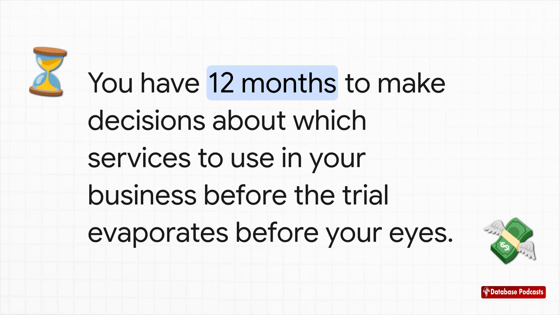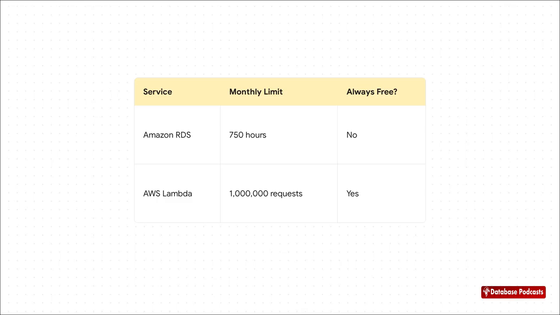So how do you get to experiment without taking a huge financial risk? That's exactly what the AWS free tier is for. It gives you a full 12 months to play around with a whole bunch of services. It's basically your own personal sandbox for learning. But, and this is a big but, the word free comes with some very important fine print. And you have to understand that free means different things for different services.